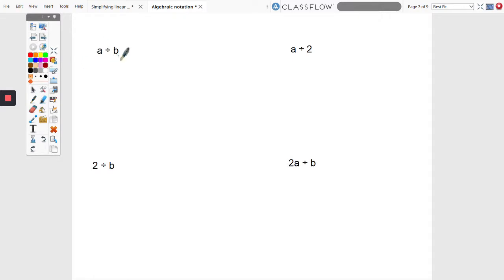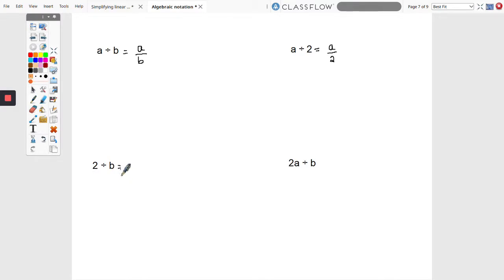Now we can also write a division differently. So for A divided by B, I put A on the top over B on the bottom. So I can write them as a fraction. Whatever comes before the division sign, I put as the numerator. Whatever comes after the division sign, I put as the denominator. So the next one is A over 2. A is in front of the division sign, so that becomes the numerator, and 2 is after the division sign, so that becomes the denominator.